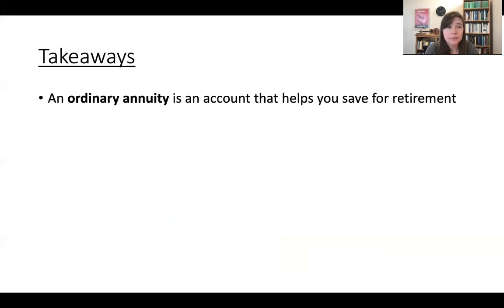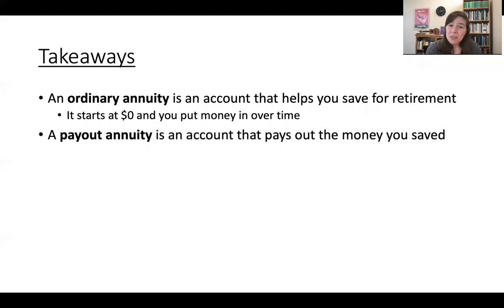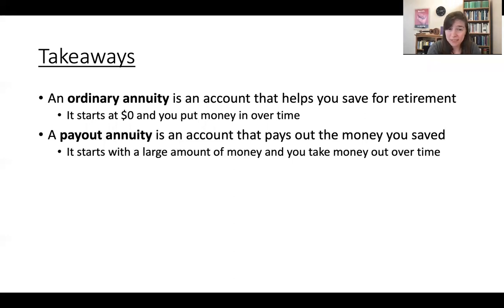So what are the takeaways? Well, an ordinary annuity account, that's the account that helps you save for retirement. It starts with nothing, and you just put money in over time on a regular schedule, and you end up with a large chunk of money, ideally. The payout annuity, that's the account that pays out the money that you saved. So it starts with a large amount of money, and then you take out money on a regular schedule over time, and at the end of the payout period, there's no money left. So it starts with a large amount and ends at zero.